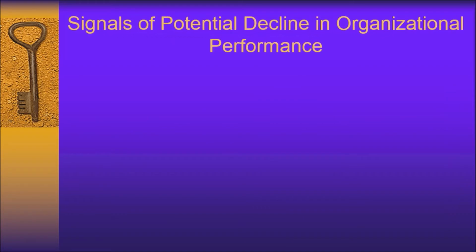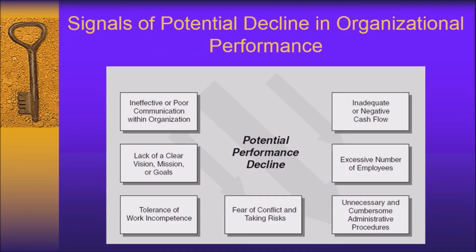Signals of potential decline in organizational performance. Following are the signals of potential decline in organizational performance: ineffective or poor communication within the organization. Lack of a clear vision, mission, or goals. Tolerance of work incompetence. Fear of conflict and taking risks. Inadequate or negative cash flow. Excessive number of employees. Unnecessary and cumbersome administrative procedures.